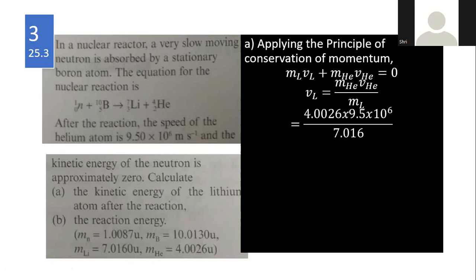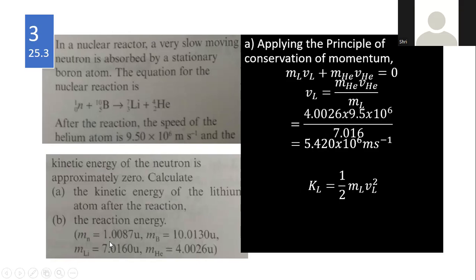Right? Put in your value for helium. No need to convert it, you can just use that. Velocity of helium is given. Mass of lithium is given. Okay. Reaction energy, then you have to subtract. So you have to calculate kinetic energy. I haven't completed yet. Calculate the speed, the velocity only.